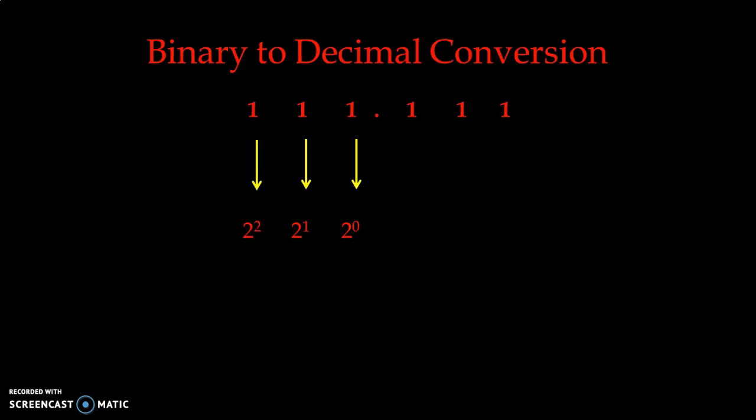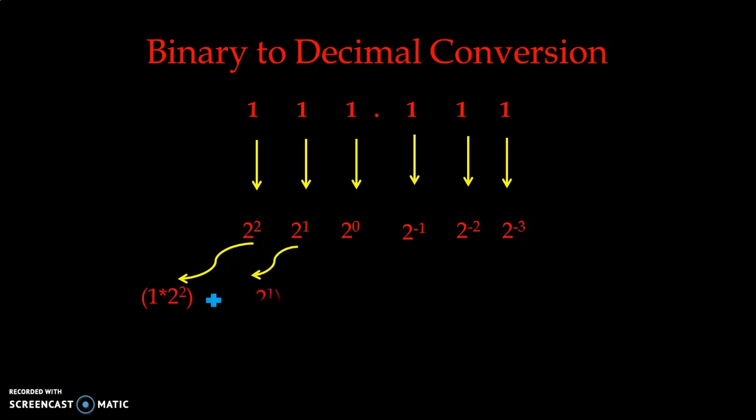Now in similar manner, after point, we have to travel from left to right. 2 raised to 0 we have already used, so we use power 2 raised to minus 1, 2 raised to minus 2 and 2 raised to minus 3. So now this position should be very much clear to you, because based on this position we will have the values. So now we multiply with 1 multiplied by 2 raised to 2, 1, all the values are 1.